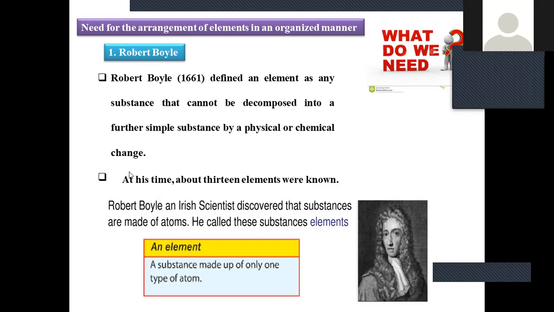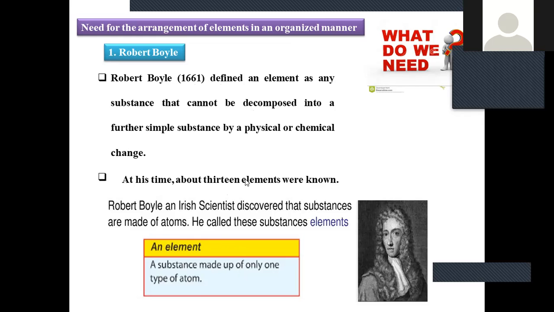By applying physical means like heat, lowering temperature, or applying force, you can't change that. And even by applying any chemical like acid, base, or any oxidizing or reducing agent, by physical and chemical means you are not able to decompose the element. That is the tiniest one, and it will not be transformed into any other kind. That kind of assumption was provided by Robert Boyle in 1661. At this time, only about 13 elements were known to us, because in that century the microscope had not yet been invented.